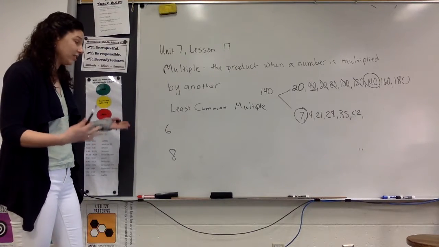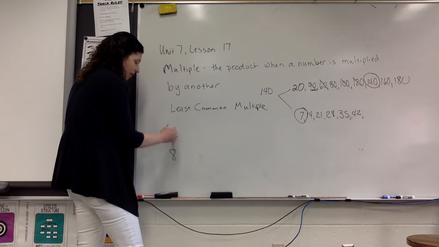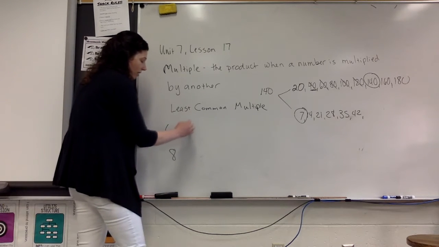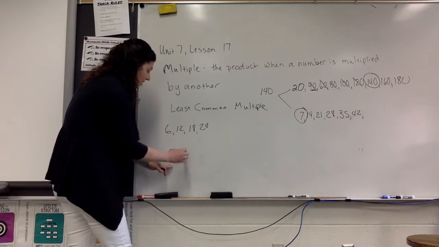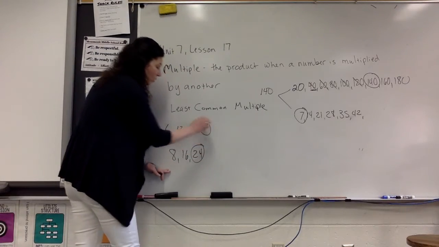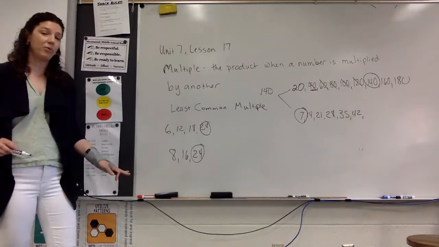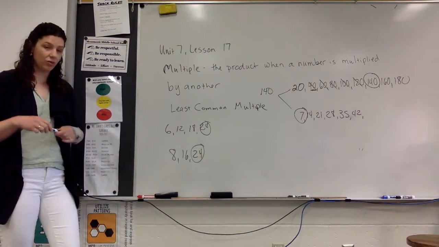that multiple is 48. But I can get to 24 counting by 6, right? 6, 12, 18, 24. And I can get to 24 counting by 8: 8, 16, 24. So in fact, 24 is the least common multiple for 6 and 8, not 48. So it is important to kind of reason through that.